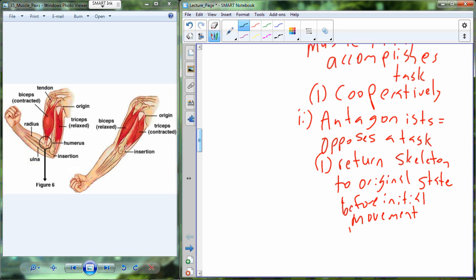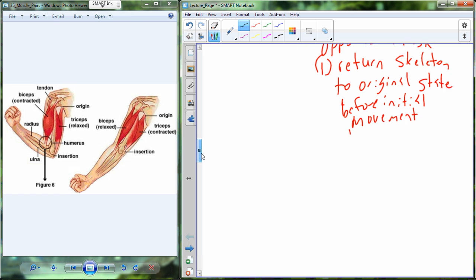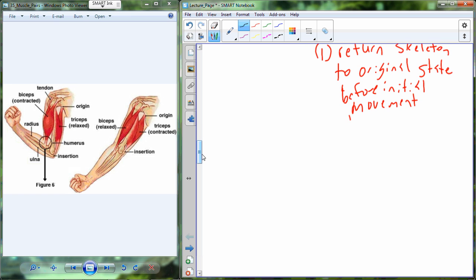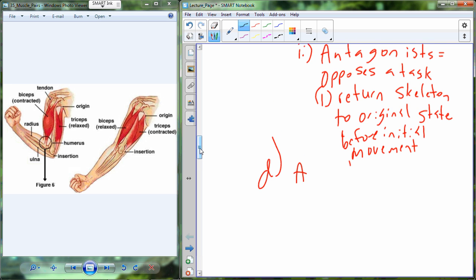Now, in order to move a bone, we have to have a connection from muscle into the bone. And the attachment is typically achieved through a tendon. In fact, it's always achieved through a tendon. And the tendon has different appearances. So we make attachments to other tissues, and notice I am putting the term other tissues here.